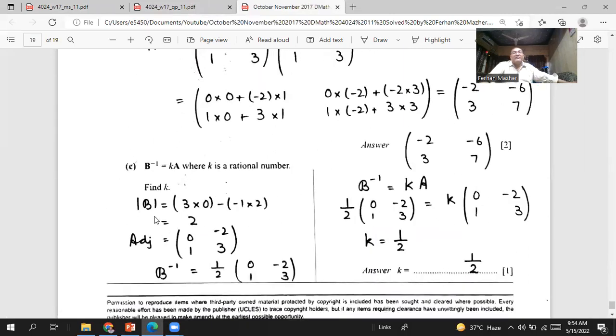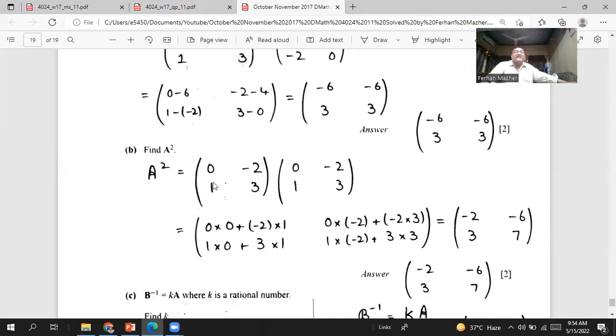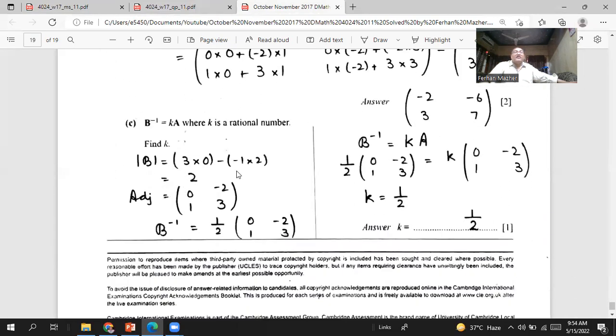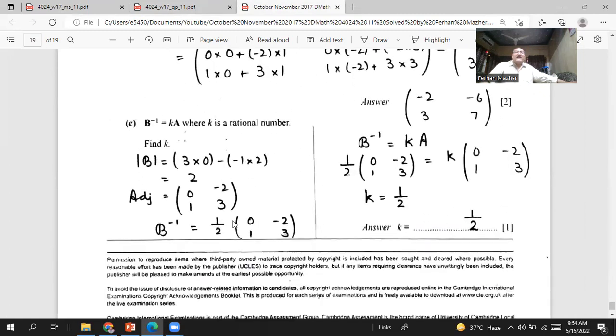So we will see what happens. First of all, this is the matrix B. I will find its determinant first of all. 3 into 0 minus 1 into 2. So it will be 0 plus 2, and that will be 2. The adjoint of B will be, you change the position of these two and you change the sign of these two. And you will have the adjoint here. B inverse is 1 by the determinant of B into the adjoint of B. So 1 by 2 in this.